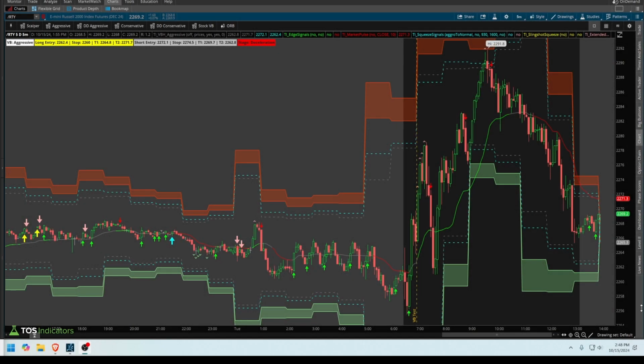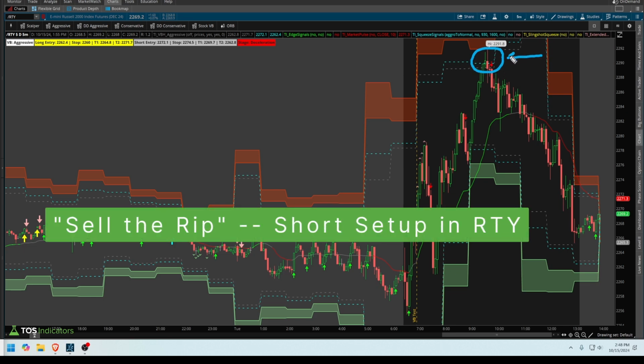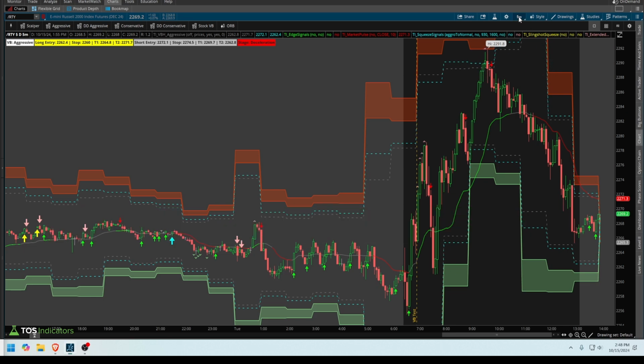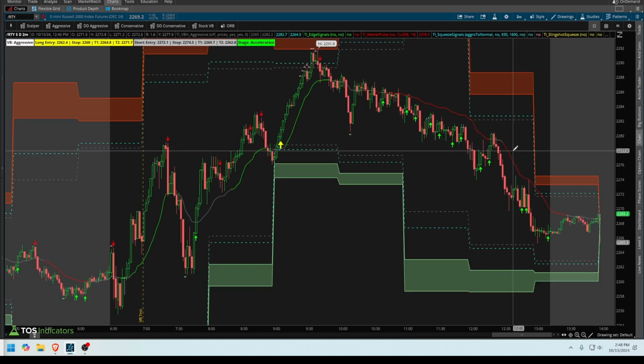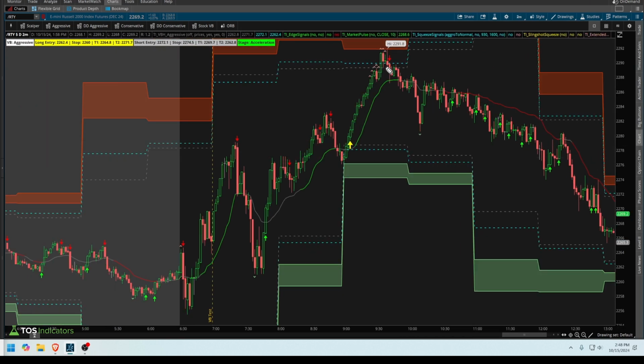In today's video, we're going to zoom in on the Russell, specifically this setup right here, which triggered during the lunchtime hour. Now, traditionally, we like to avoid trading during this hour. It's an hour in which I found most traditional setups don't work, setups in which you're, say, looking to buy the dip. Here's an example of that.